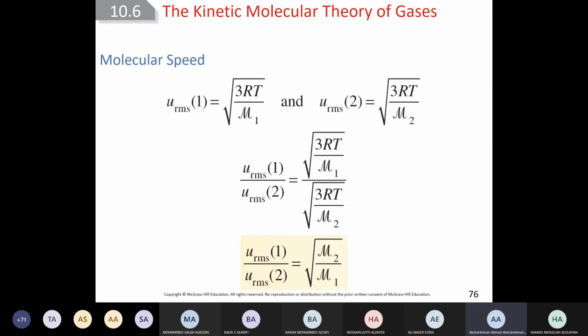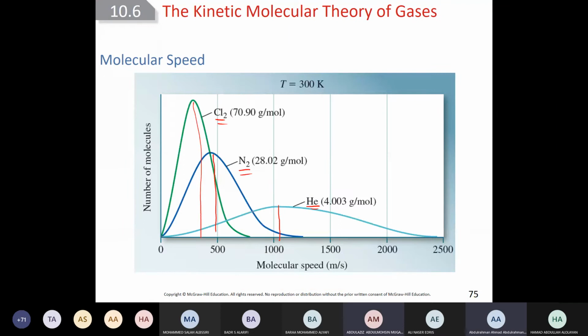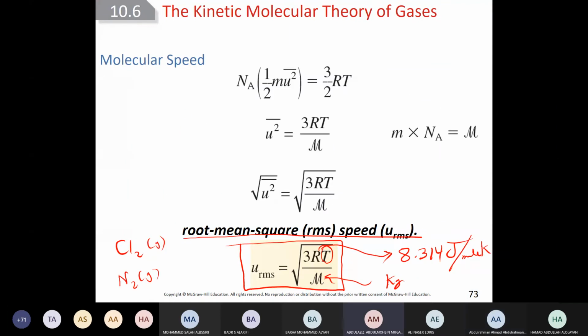Clear? Very good. Doctor, can you repeat that, please? The change in variables? Yeah, which one is going faster, Cl2 gas or N2 gas? Well, we said N2 since it has less molar mass. Depending on what? If it's the same temperature, of course.